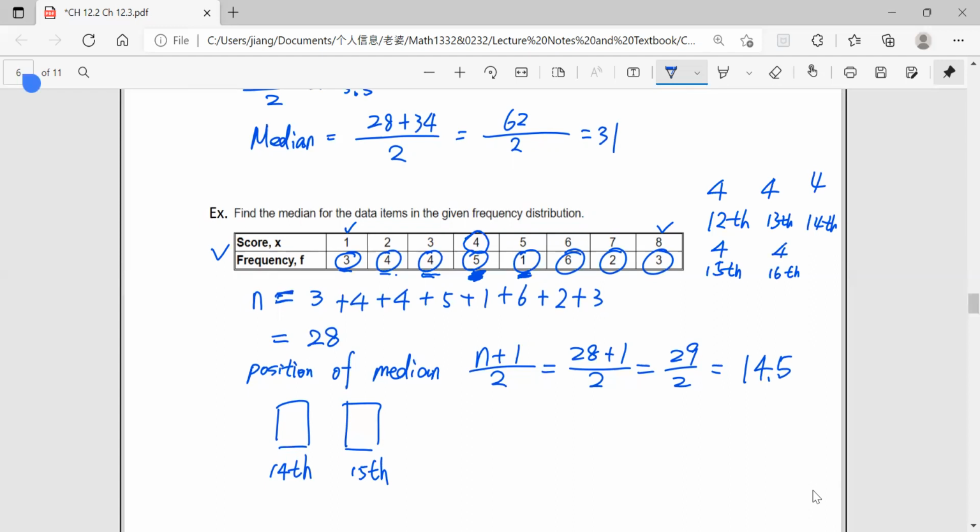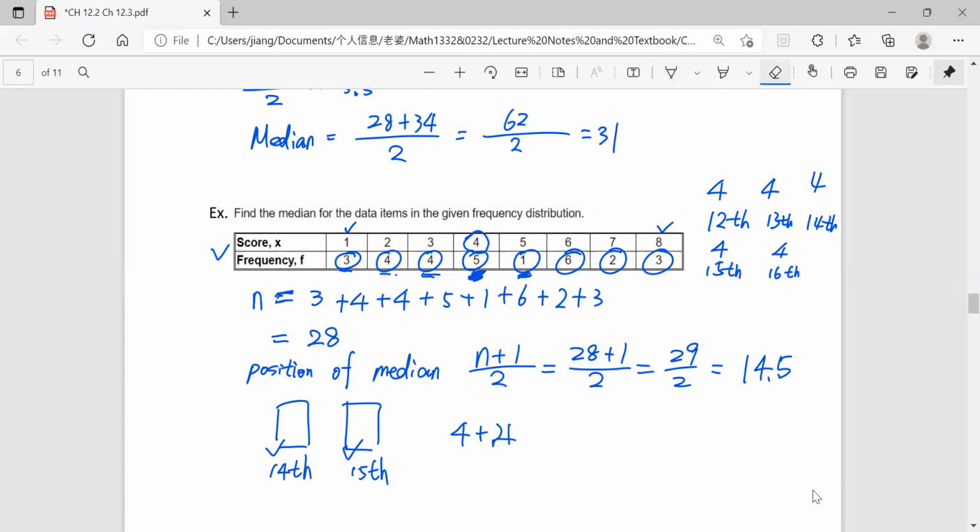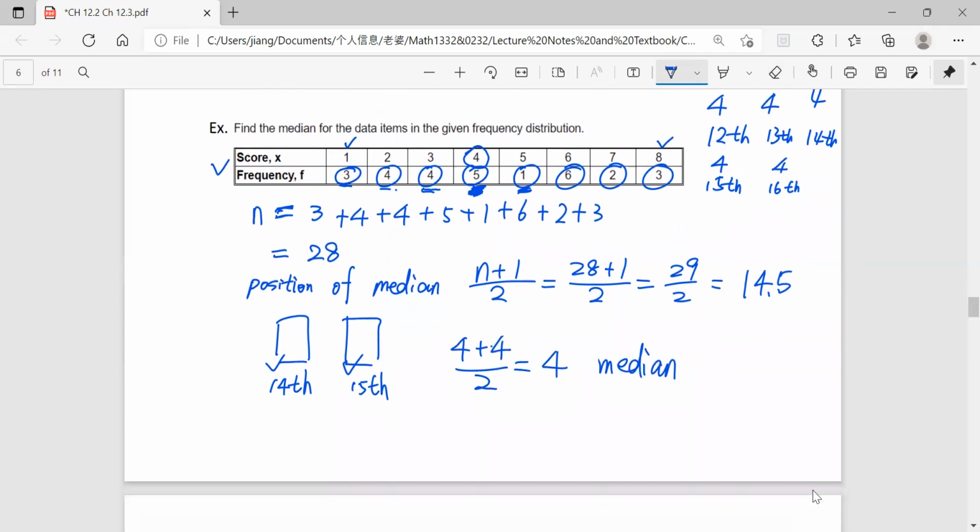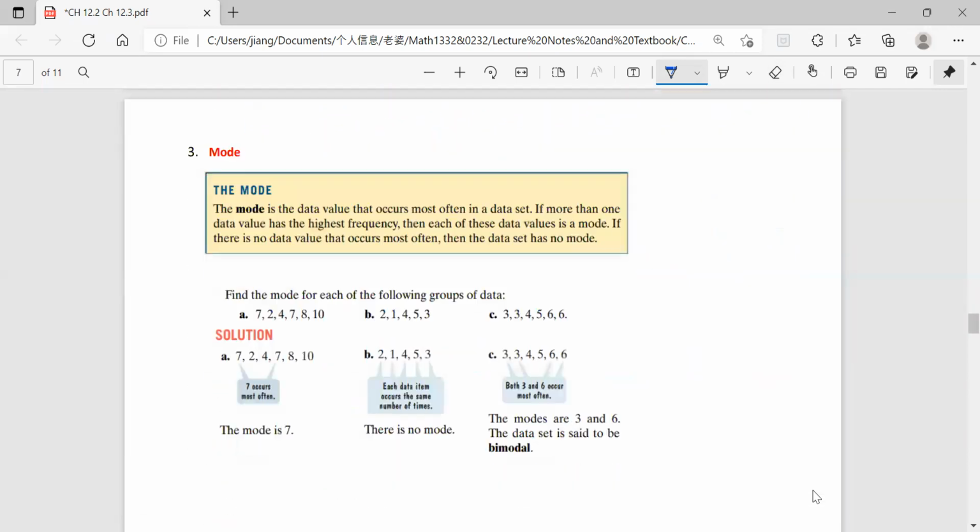And we are looking for the 14th and 15th. So the 14th and 15th are both 4. So 4 plus 4 over 2. What is that? That's 4. This is the median for this frequency distribution. Okay, let's move on to see the mode.